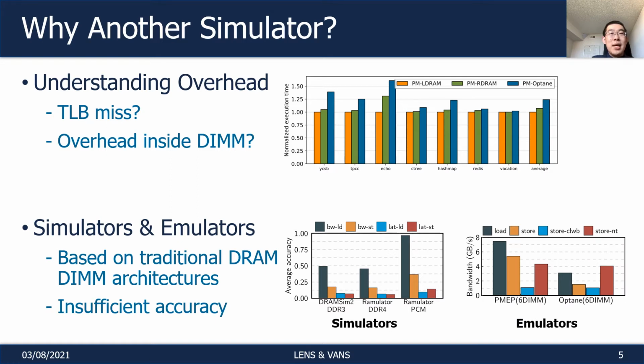We find that using the emulator, cacheable write bandwidth is higher than non-temporal write, while using Optane DIMM, cacheable write bandwidth is lower than non-temporal write. This motivates us to build a new memory simulator.